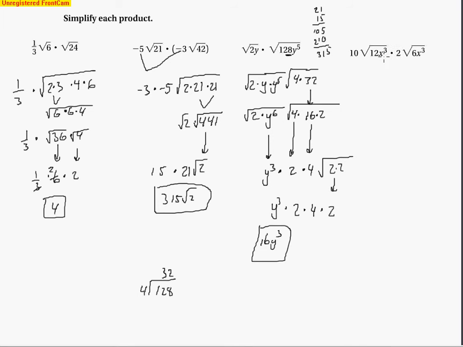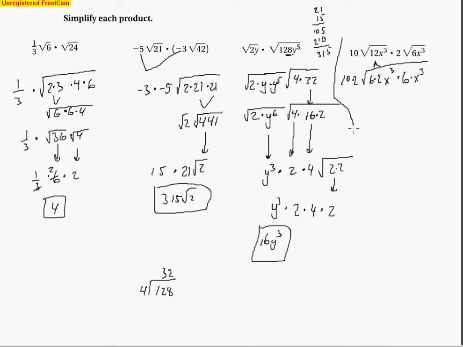Well, taking a look at this next one, I've got 12 and 6. Well, 12 has a perfect square in it. 12 has 6. So 6 times 2x to the third. And then over here, I've got the 6 times x to the third. That's all underneath the radical sign. What's outside is the 10 and the 2.